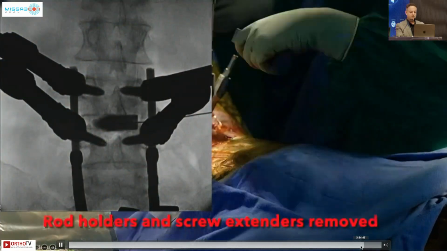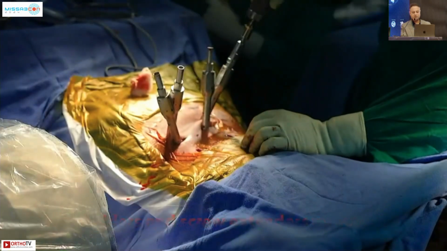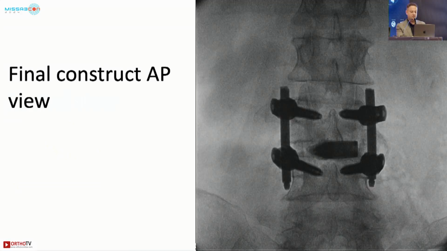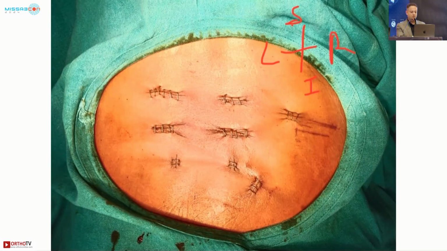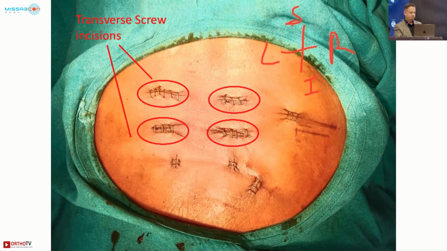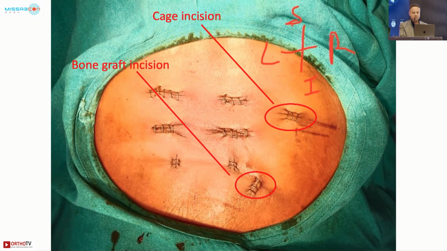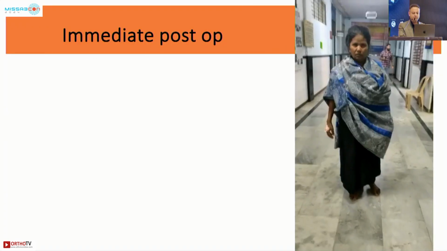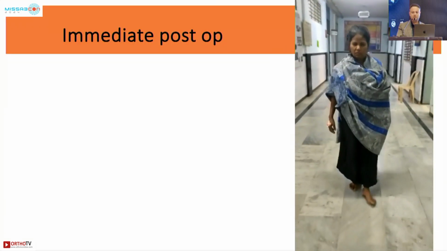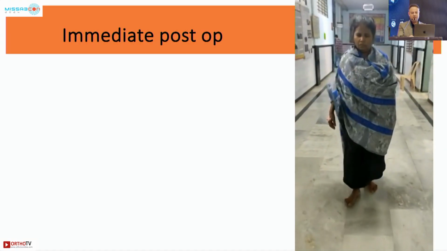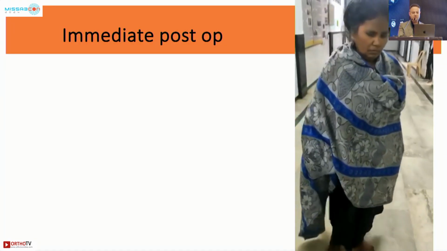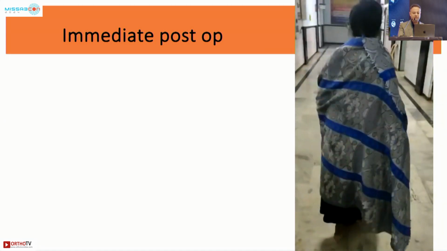So this is the final construct under lateral view. This is the final construct under AP view, and these are our scars. Transverse screw incisions I use because they are a little more cosmetic. The rod incision scars, the cage, and the bone graft incisions. And this is the immediate post-op, and the patient is mobilized as soon as possible, as soon as she can tolerate, because we have done the procedure under local anesthesia, so we don't expect a prolonged recovery.